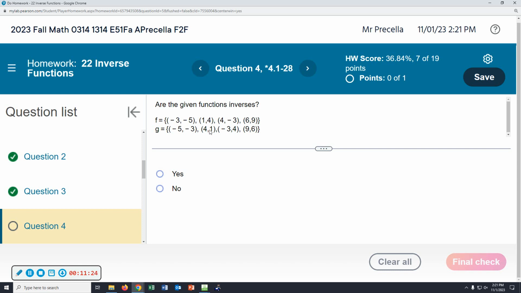Are these ordered pairs okay? The next ones? Yes, they reverse. Is it clear what we're doing when we say, is this okay? 1, 4, and the inverse becomes 4, 1. 4, negative 3 becomes negative 3, 4. 6, 9, is this okay? So, what is your answer? Are they inverses? Yes, they are.